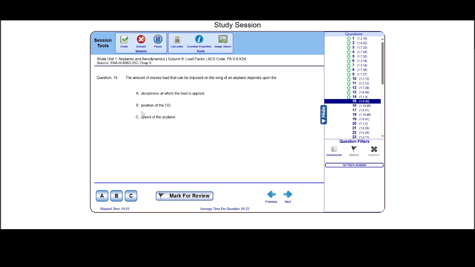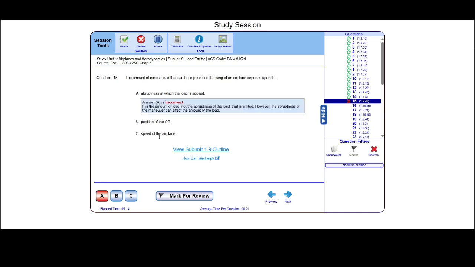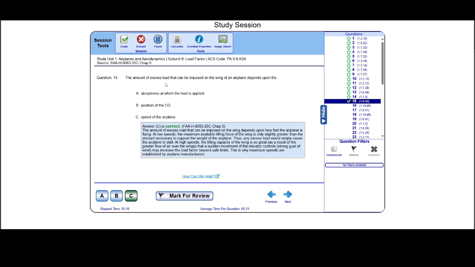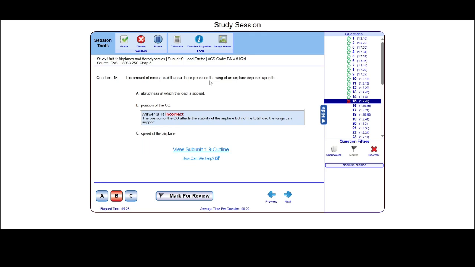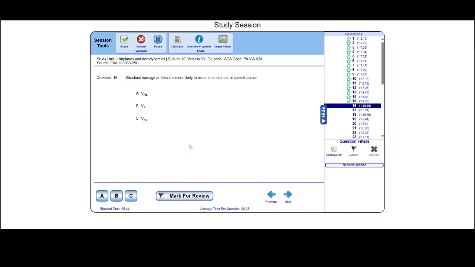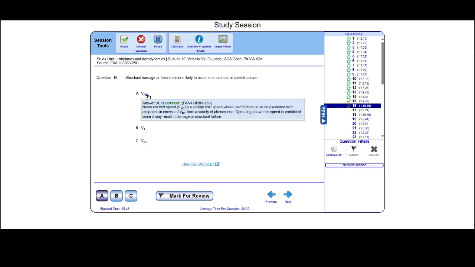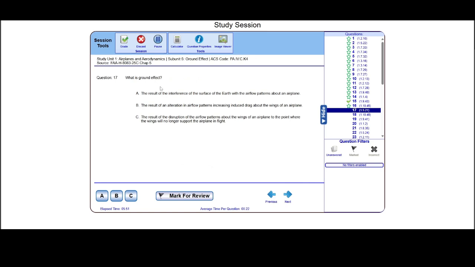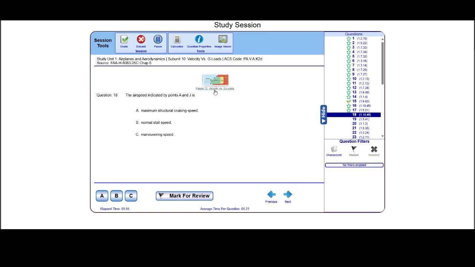The amount of excess load that can be imposed on the wings of an airplane depends on, I think, the position of the CG. Ooh, the speed of the airplane. I do not get that question. The CG affects the stability of the plane but not the wing support. Oh, yeah, I think it's because it relates to angle of attack. Okay, I get it. B and E. Just explain this.